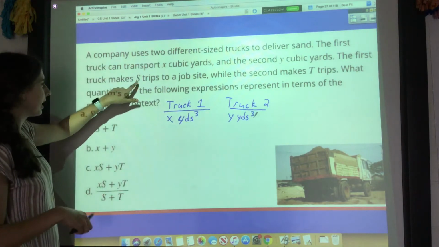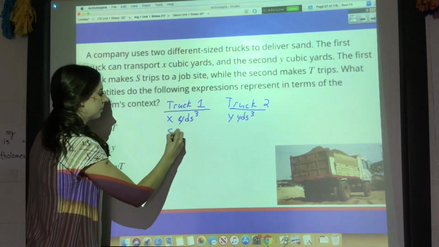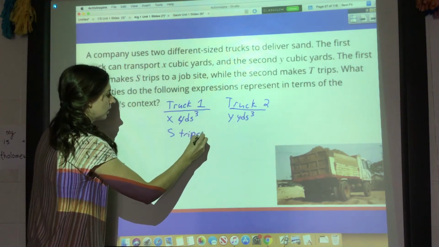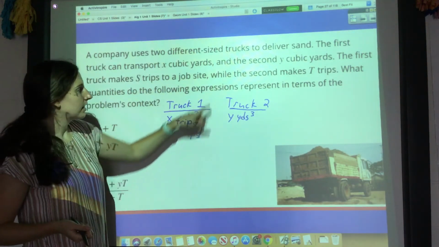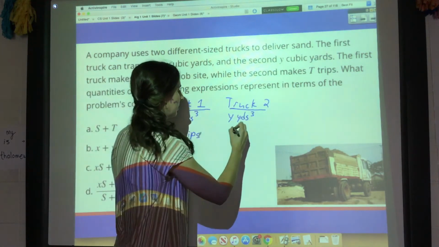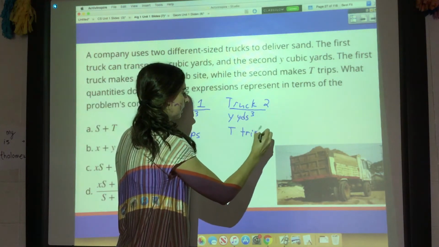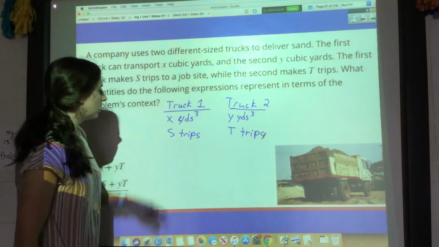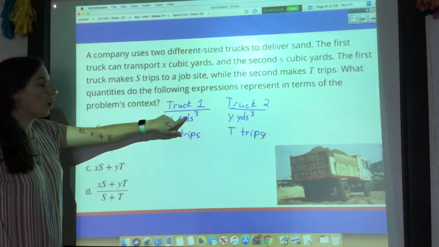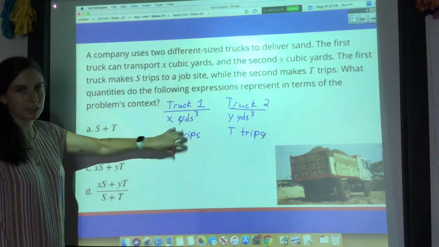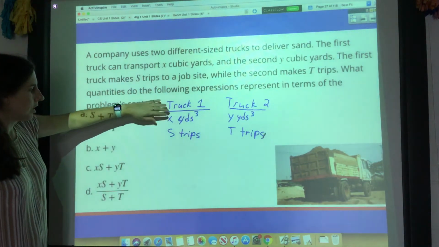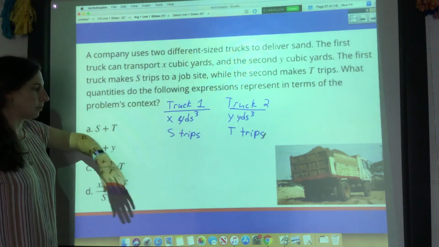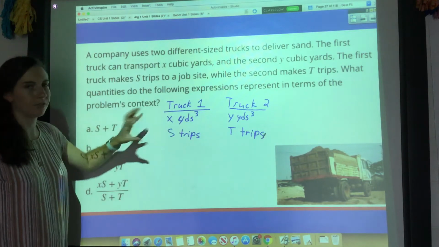And the first truck makes S trips. So that could be like 4 trips or 5 trips, just whatever S is. The second truck makes T trips. So this is how many it holds in one trip times the number of trips that we take. Say it could hold 50 cubic yards times 3 trips, that would be 150 total.